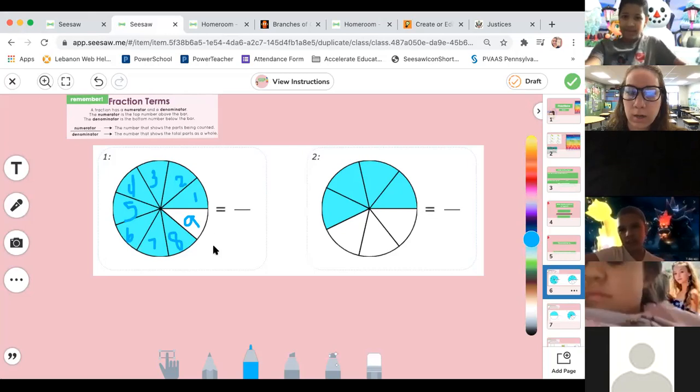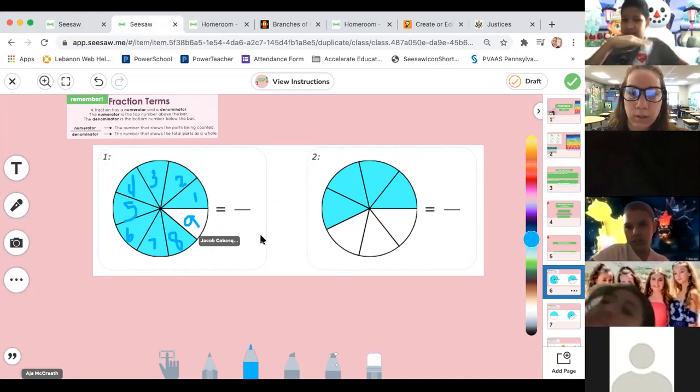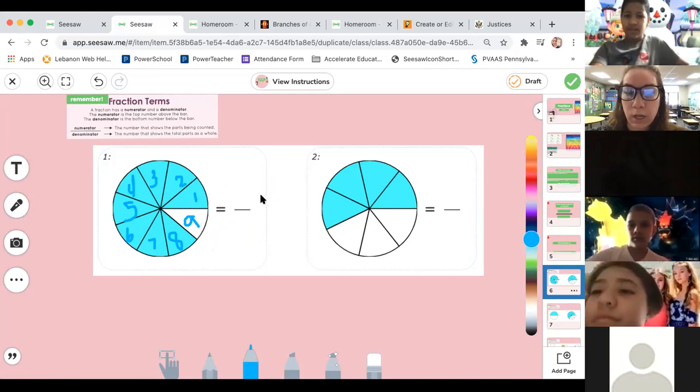You guys can write it on the screen if you'd like. That's our fraction bar. Where's it going to go? Where's the 9 going to go? The 9 total pieces.